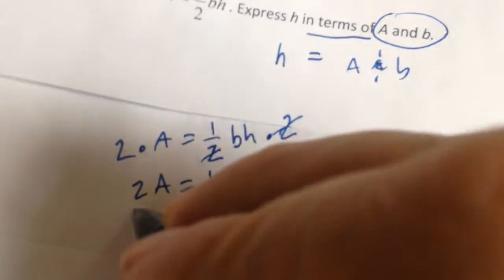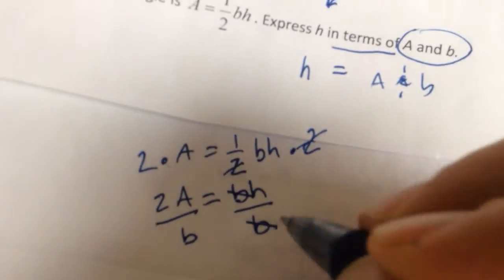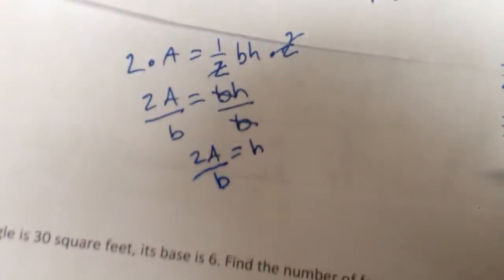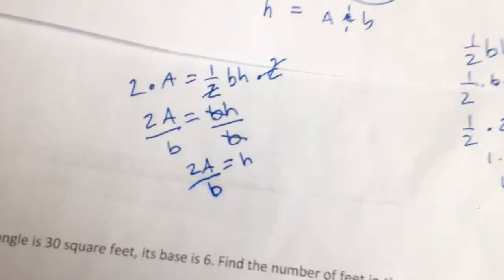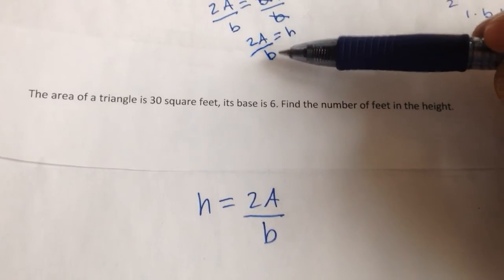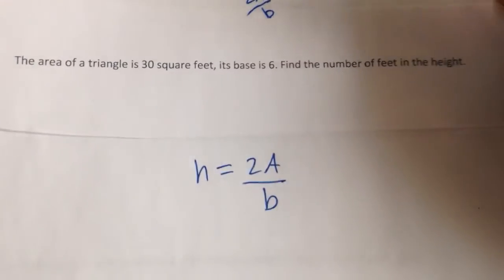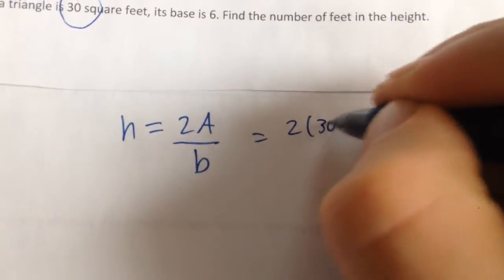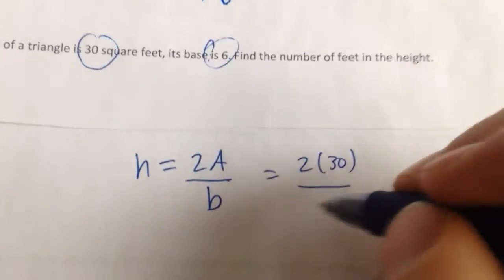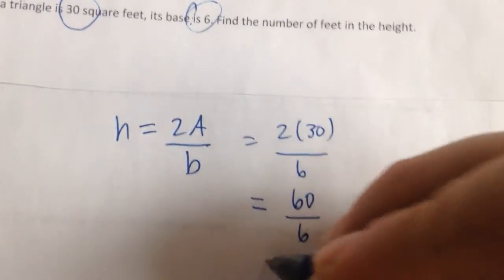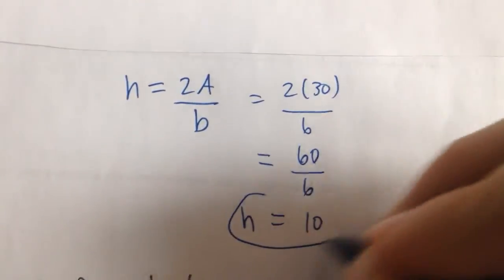Solving for h, I divide both sides by b. H equals 2 times a over b. The second part of this question, they want you to take the formula that you just found in part A, and plug in the necessary information. Well, you know the area is 30, so we're going to do 2 times 30, and the base is 6. So we're going to simplify this using order of operations. I get 60 over 6, and I get 10. The height is 10.